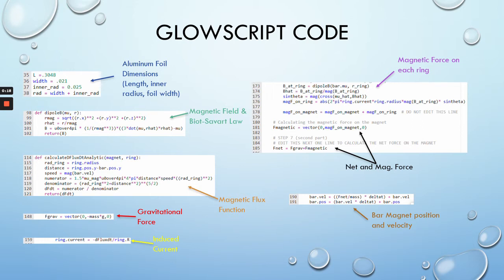I then defined a magnetic flux function by referencing the equation given in an edX video. After finding the gravitational, magnetic, and net forces acting on the bar magnet, I calculated the induced current by dividing the flux's rate of change by the resistance of the aluminum tube. Finally, I added the magnet's velocity and position over time to produce a general model.